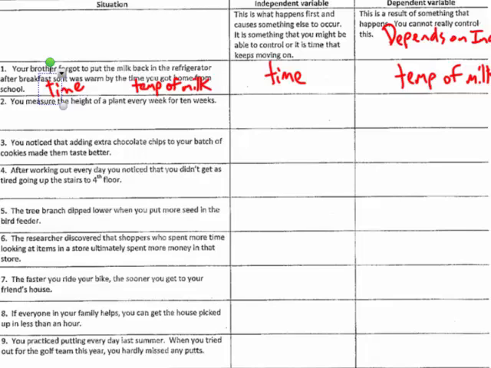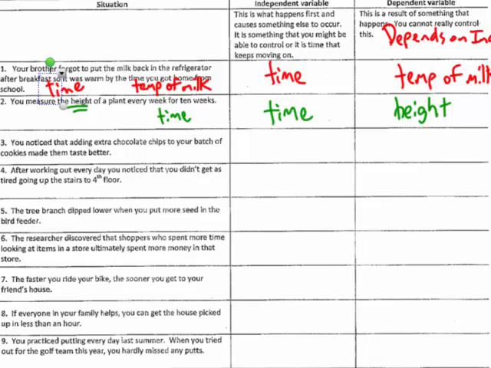What about this? You measure the height of a plant every week for 10 weeks. So you got time again, and you got the height of the plant. Well, which one depends on the other? Yeah, the height depends on the time. How long you let it grow for.